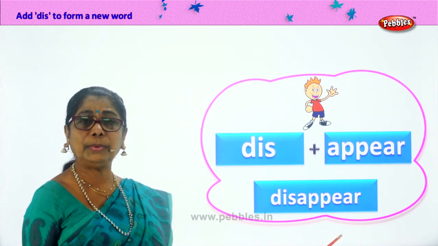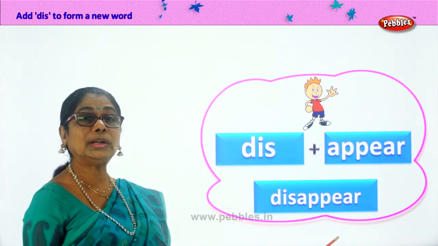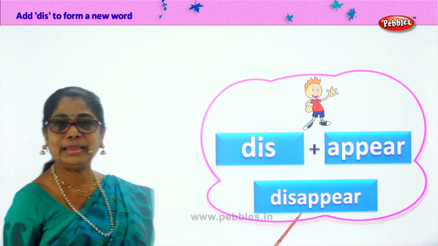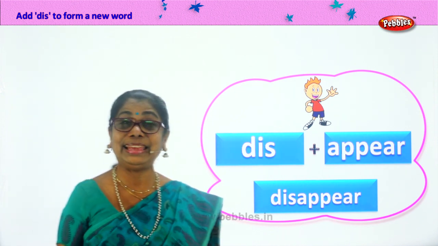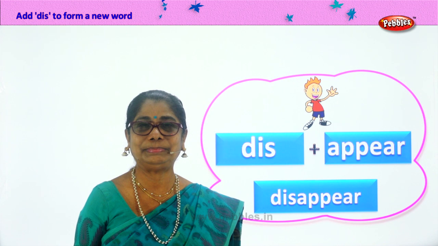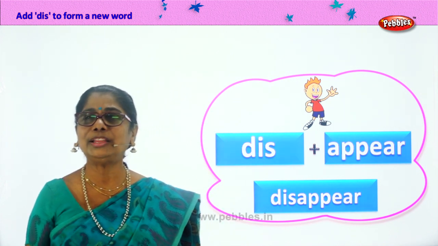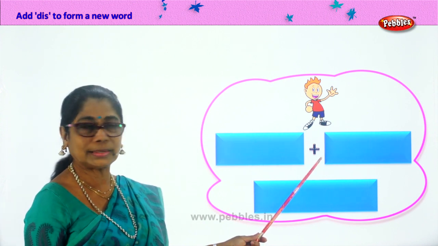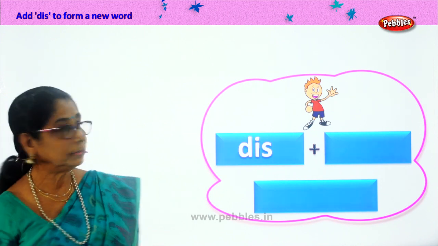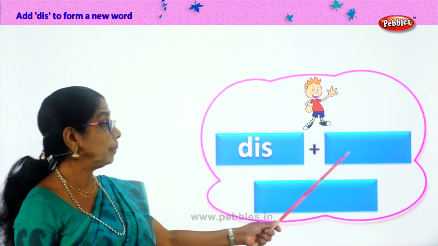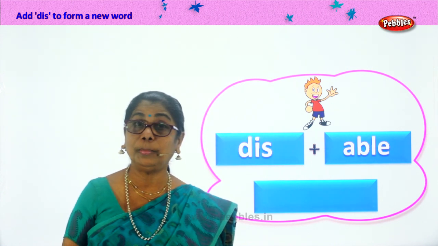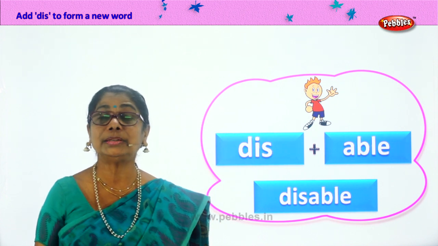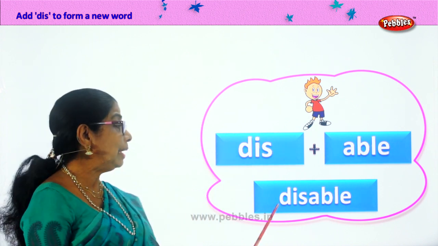Suppose there's water on the table, you put the fan and the water disappears. Right? It evaporates. Spell D-I-S-A-P-P-E-A-R, disappear. Let's look at another new word. Add this in front of it. This plus able. You're able to do many things. This plus able, disable. A person who's got no leg or hand, a disabled person, you say.